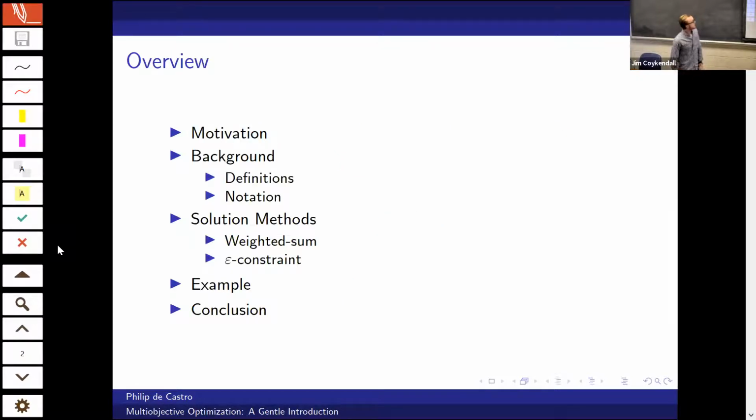So a quick overview is a map of where we're going. We're going to talk about motivation, so we'll have a cute little motivational example. We'll talk about some background, so we'll talk about definitions, different concepts, go over our notation. Then we'll look at two specific solution methods. These are classic ways of solving these multi-objective problems. One of them is called the weighted sum method, and the other one is the epsilon constraint method. And then while looking at those methods, we'll work through an example so you can see it on an actual mathematical case, and then we'll conclude.